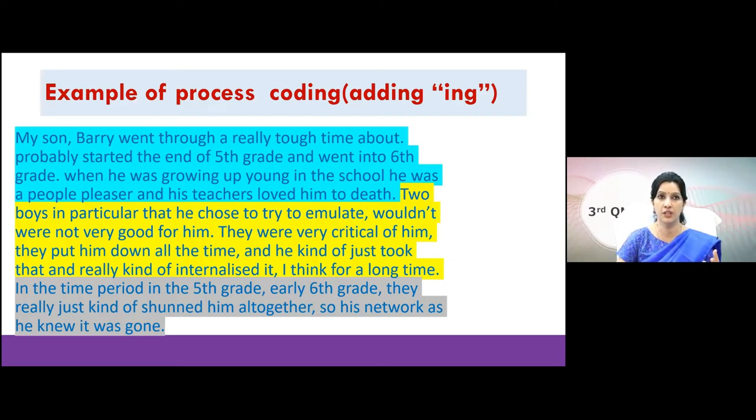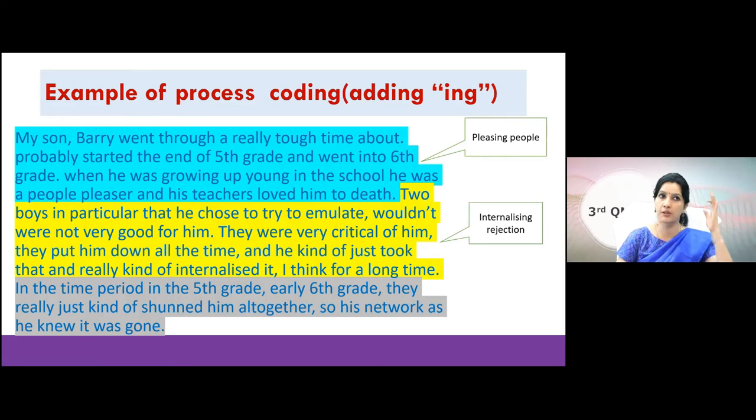So for an example of process coding, because it is in the form of gerunds, you will add ing. In this case, my son Barry all went through a really tough time, and probably it started at the end of fifth grade and went into sixth grade. So I have coded it like pleasing people. The second part, internalizing rejection, because two boys in particular, he chose to try to emulate, were very critical of him, and he has internalized it. So it was internalizing rejection, and the last, losing your network. So this is an example of process coding.